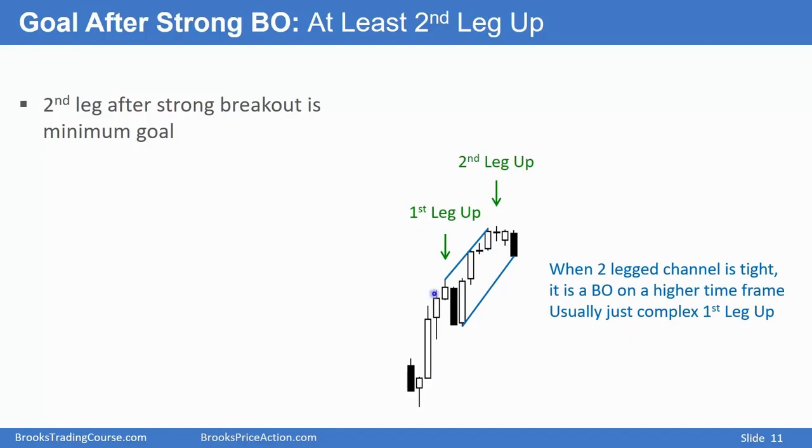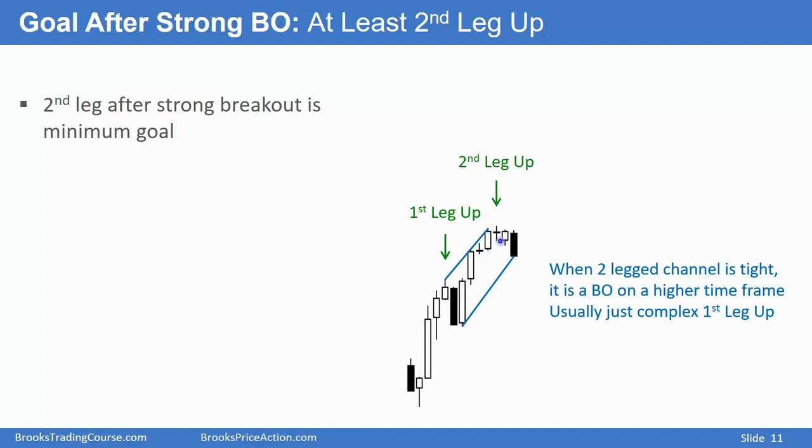We got a bull breakout, and now we're starting to form a channel. A tight channel like this is a breakout on a higher time frame chart. So this is still a strong bull trend. Yes, we have a second leg up, but it's probably continuing higher because a tight channel like this is usually a breakout on a higher time frame chart. So yes, 2 legs up, 1 pullback, 2 on a higher time frame chart.